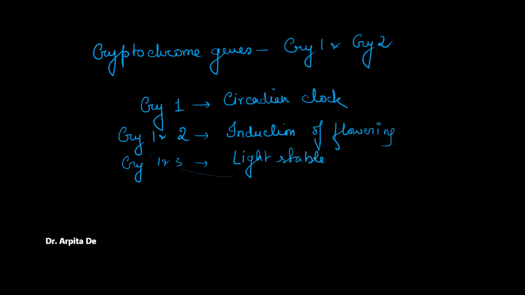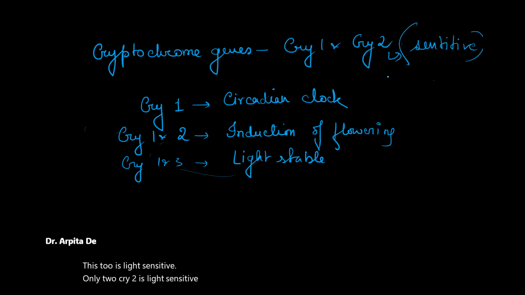These are light stable. But remember, Cry2 is light sensitive. Only Cry2 is light sensitive. So Cry1 and Cry2, these are nuclear genes.